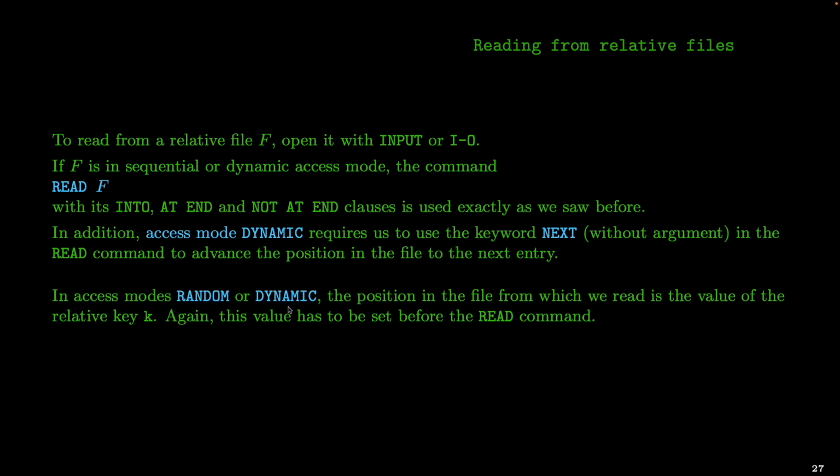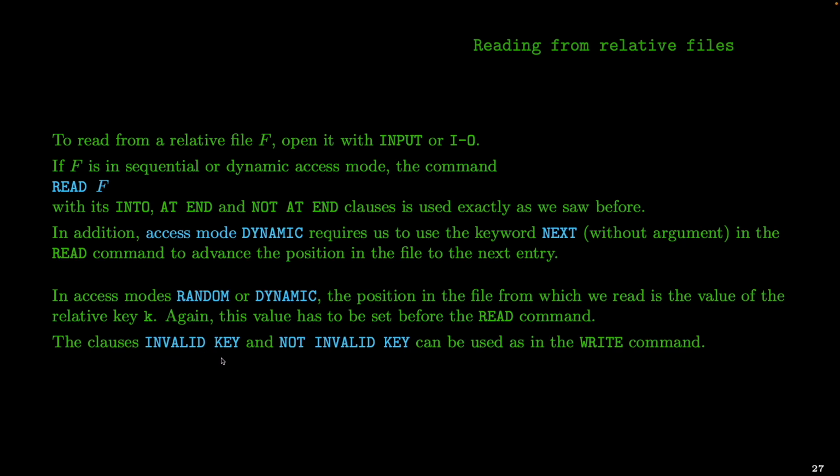And in random or dynamic access mode, the position in the file from which we read is always the value in the relative key variable. And again, of course, this value has to be set before we execute the read command. We can add the clauses invalid key and not invalid key, just like we do in the write command, for the situation where the key is set to a value that is not matching any entry in the file. So, for example, if the key is larger than the number of entries in the file.